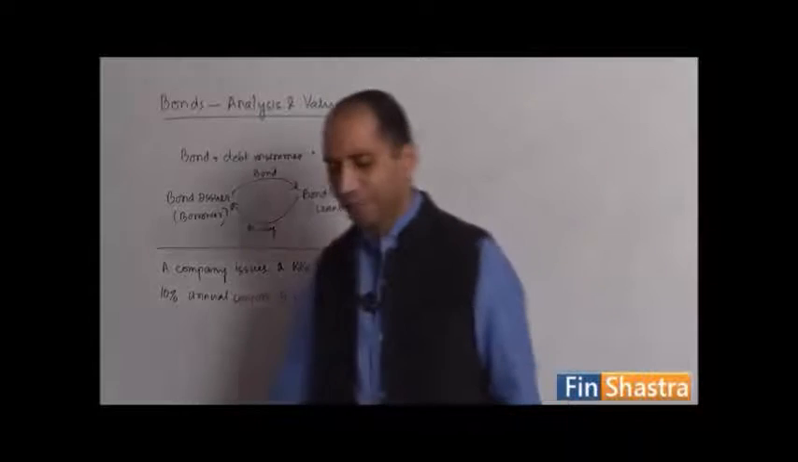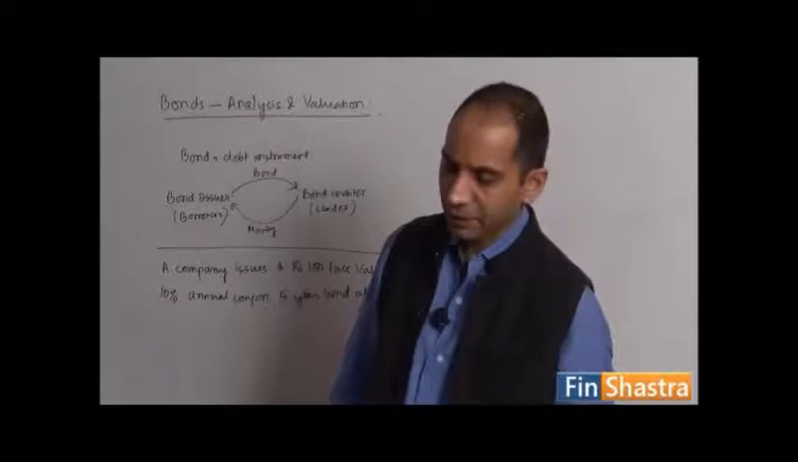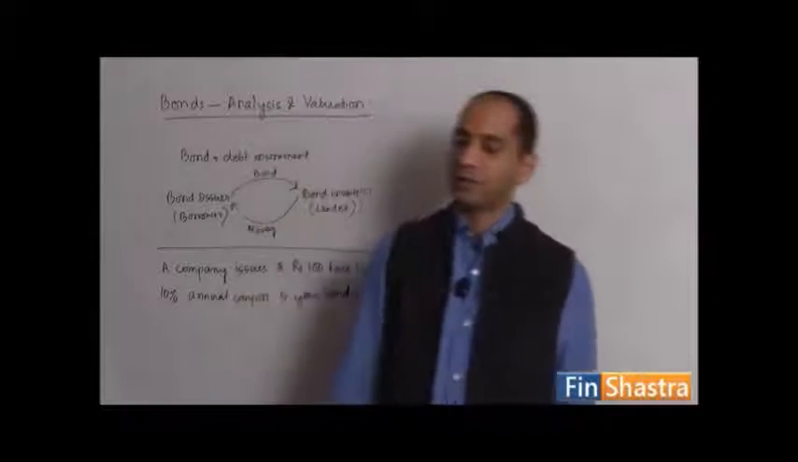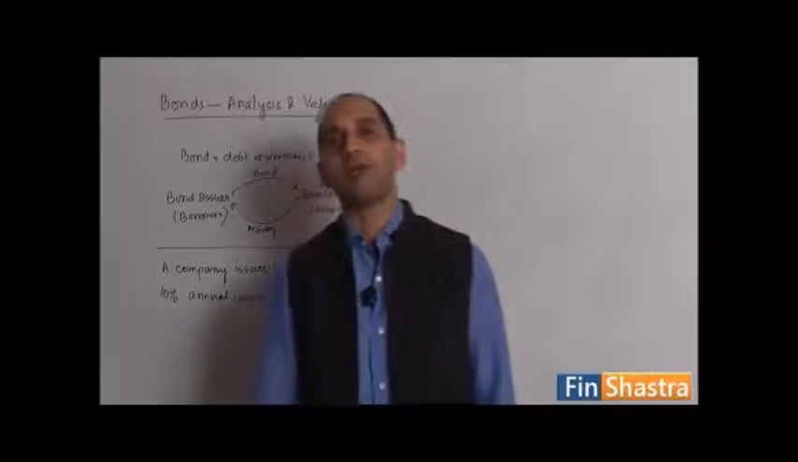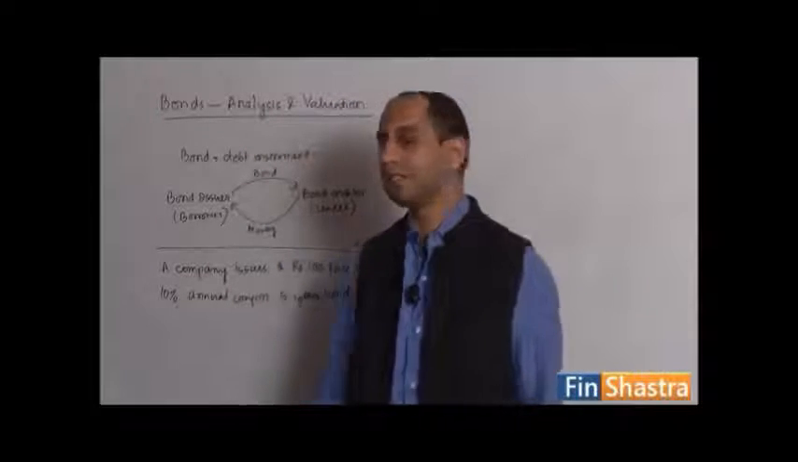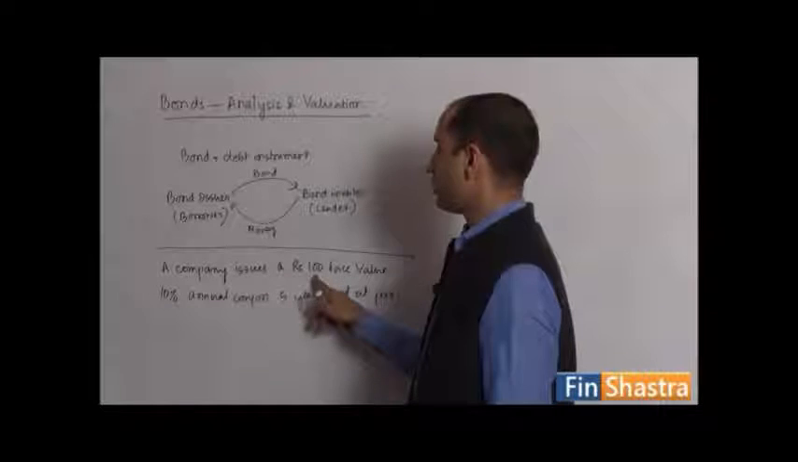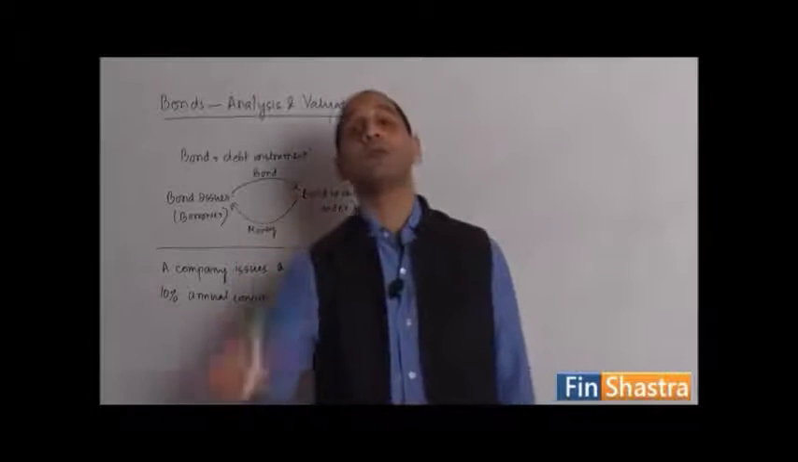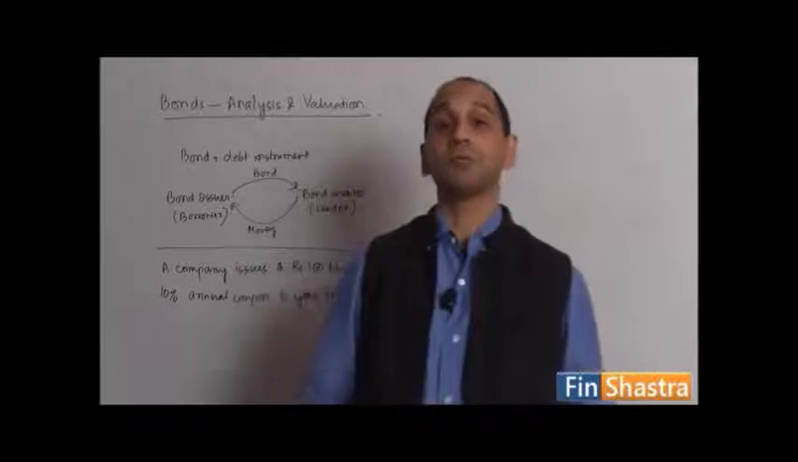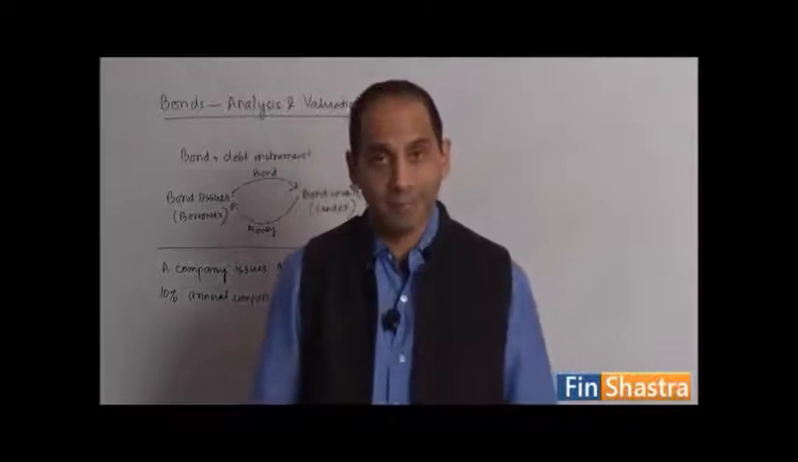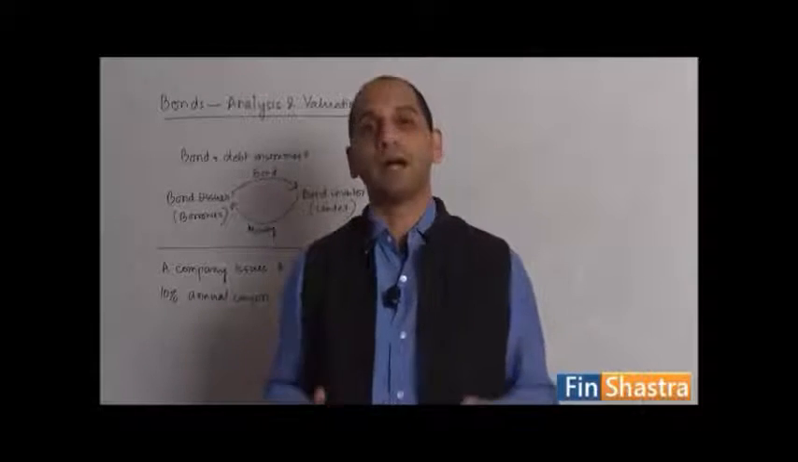So how do we interpret this? What does it mean to me as an investor? When I say a company has issued the bond at par, that basically means that the face value of the bond is rupees 100 and it has been issued at rupees 100. That means the person who is buying this bond from the company is buying it for rupees 100.